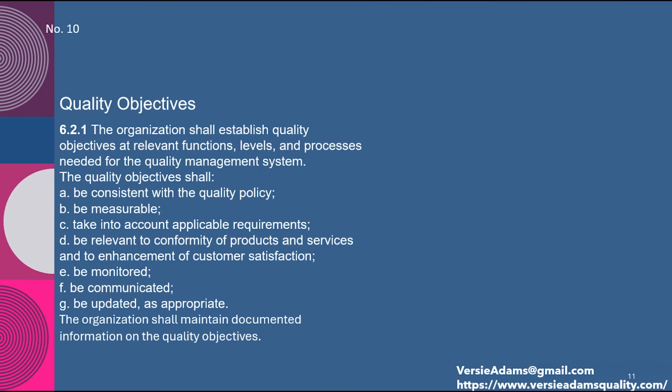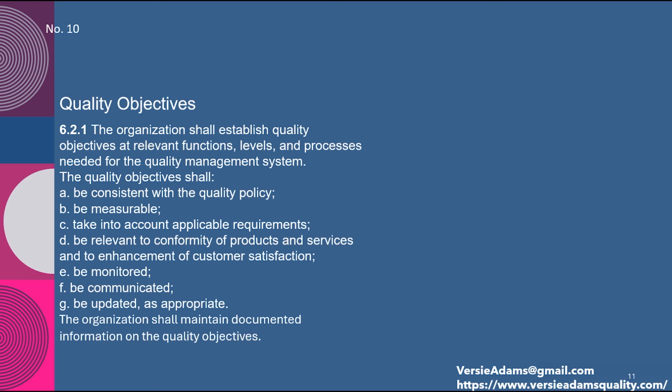Okay, we're at the very last finding, number 10, which is in the area of quality objectives. As the standard states in 6.2.1, the organization shall establish quality objectives at relevant functions, levels, and processes needed for the quality management system.